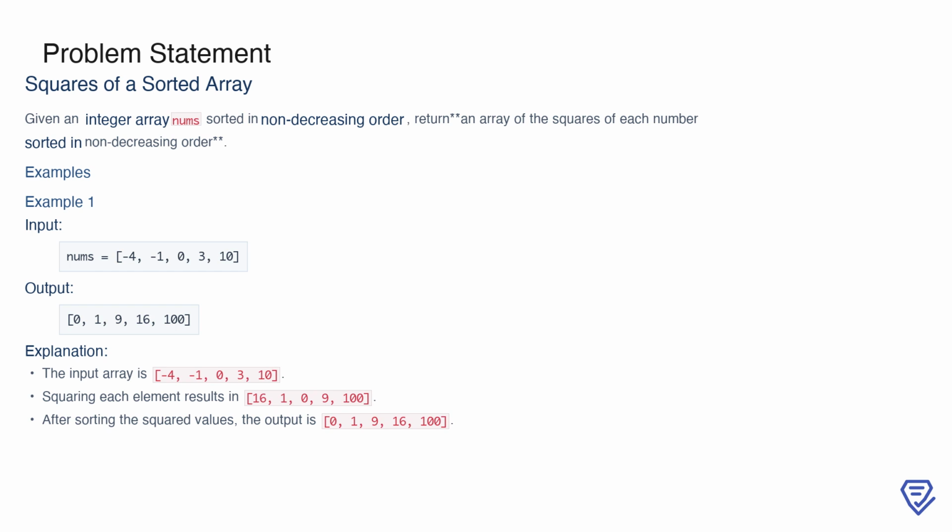For example, if the input array is -4, -1, 0, 3, 10, squaring each number gives 16, 1, 0, 9, 100. However, this squared array is not sorted. By rearranging the squared values into non-decreasing order, the final output becomes 0, 1, 9, 16, 100. The goal is to efficiently compute this result while respecting the sorted order of the output.